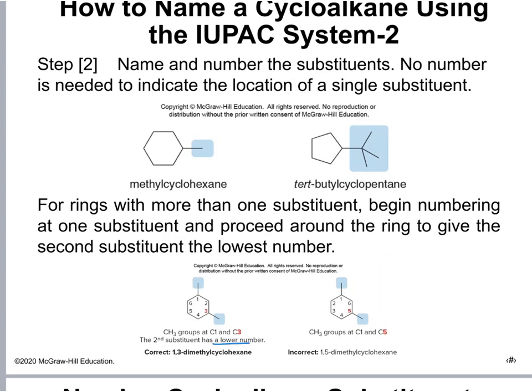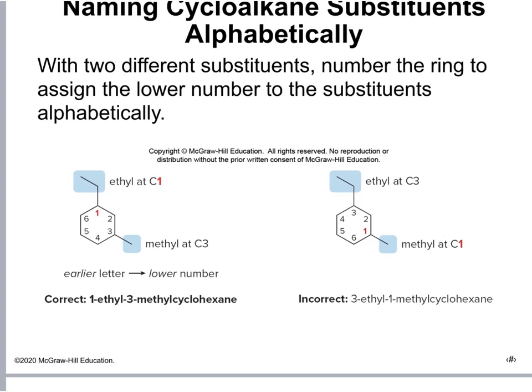And that's what they're showing you here. So this is a 1 and 3. So this would be 1,3-dimethylcyclohexane. Here, they're showing you that counterclockwise there wouldn't work. This is a methyl. This is a tert-butyl group. So here you have an ethyl at C1 and a methyl at C3. So you would make the ethyl 1 because E is the earlier letter in the alphabet.